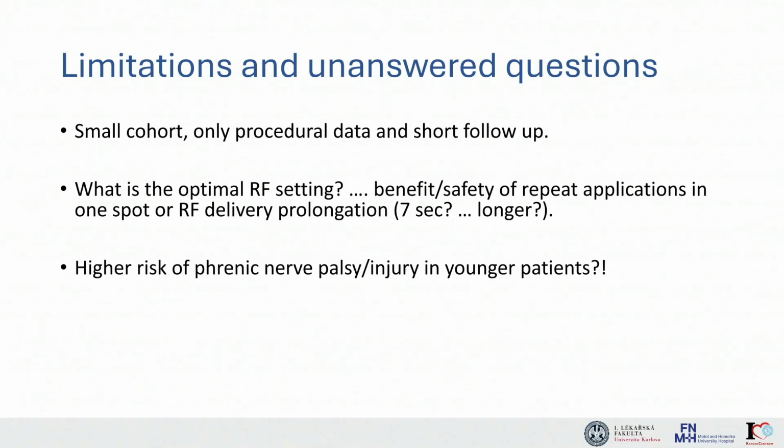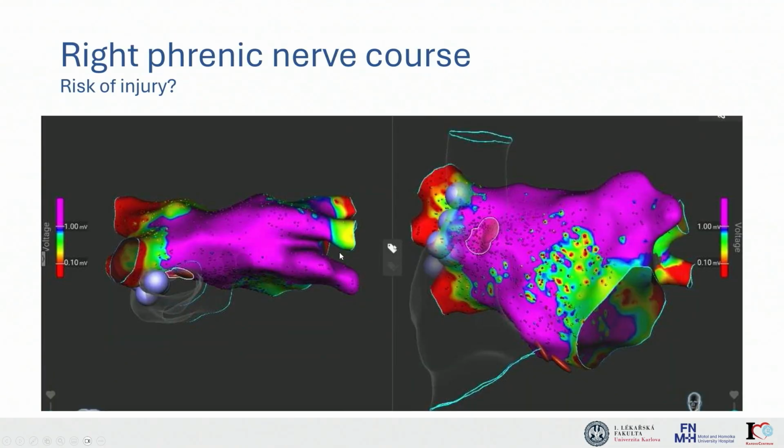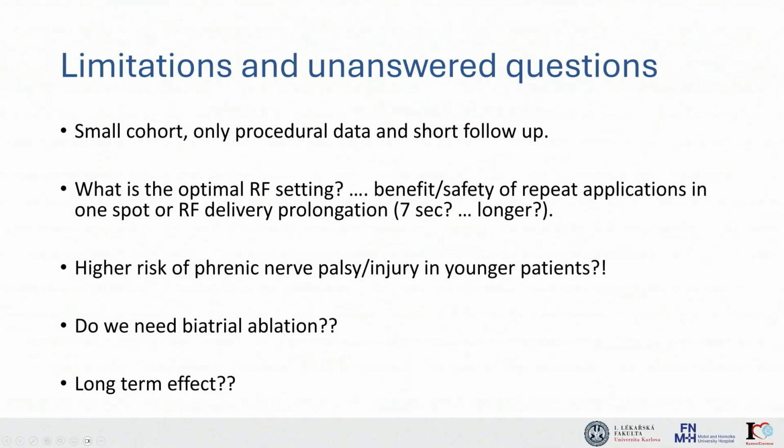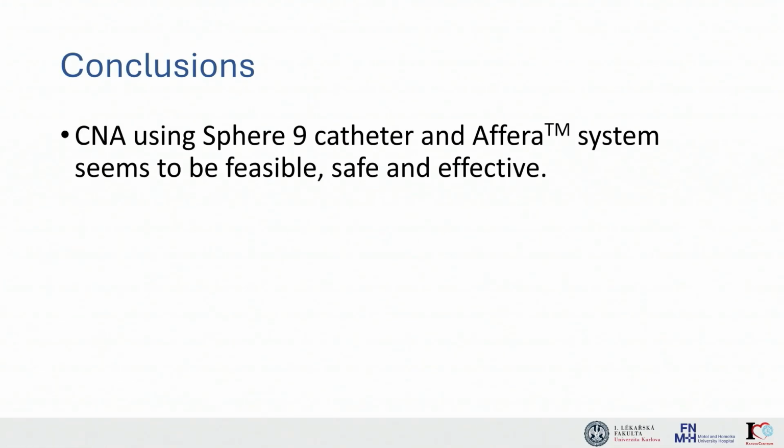And of course, this is a larger footprint, so the area of ablation is larger, so we have to be conscious about possible phrenic nerve injury, and it's maybe a bigger problem because these patients are young. It is just the anatomy that we are very close from both sides to the phrenic nerve, so be very careful. There is no answer to whether we really need biatrial ablation with this system, and we don't have a long-term effect. So let me conclude.